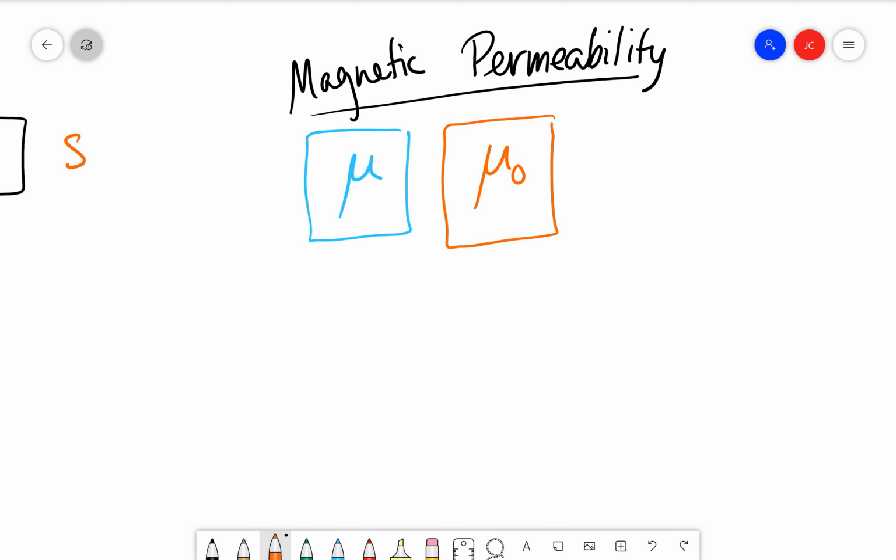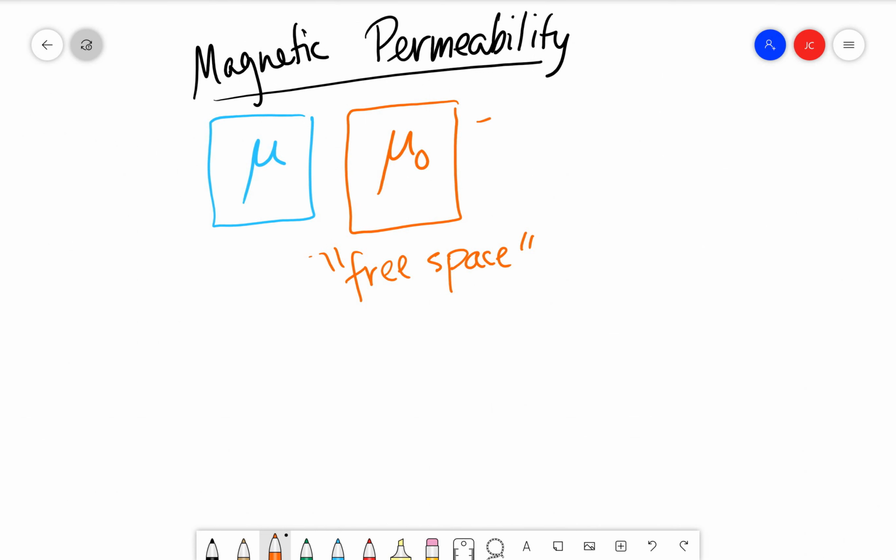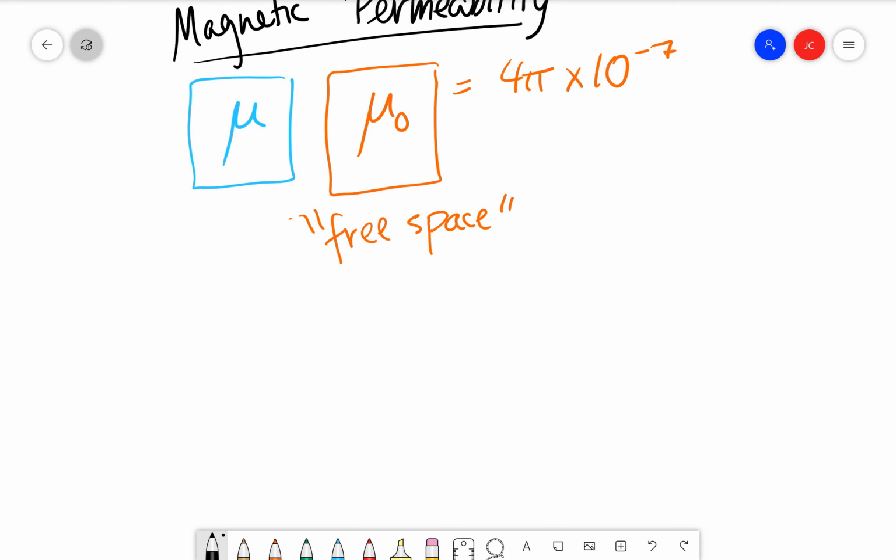This is the permeability of what's called free space. And free space just means a vacuum. So it's not air, it's free space or a vacuum. The permeability of that is mu 0, and it's a specific number. It's equal to 4 pi times 10 to the negative 7, but that's not really important to know. Mu 0.